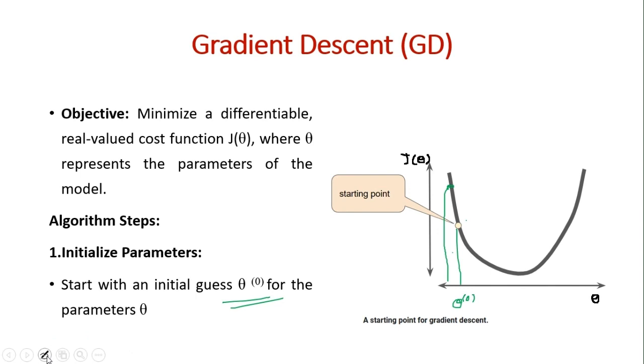Okay, that is up to us because we are selecting it randomly. Initial guess. Okay, now this is the starting point. Now our aim is to arrive at this minimum, optimum value. Now how will you proceed? That is the second step.